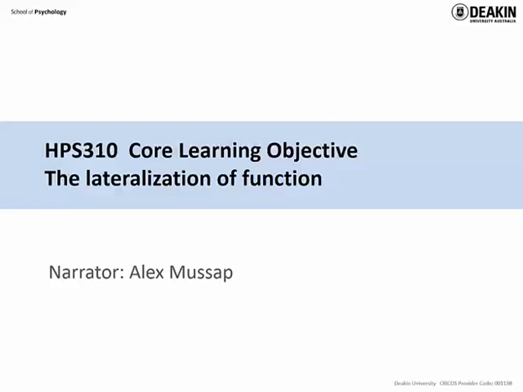One of the main features of neuroscience and one of the central themes of this unit is that function is localized. Different areas of the nervous system are specialized to do different things. This core learning objective is on the lateralization of function, with the focus being on differences but also similarities between the two parts of the brain, the two hemispheres of the brain.